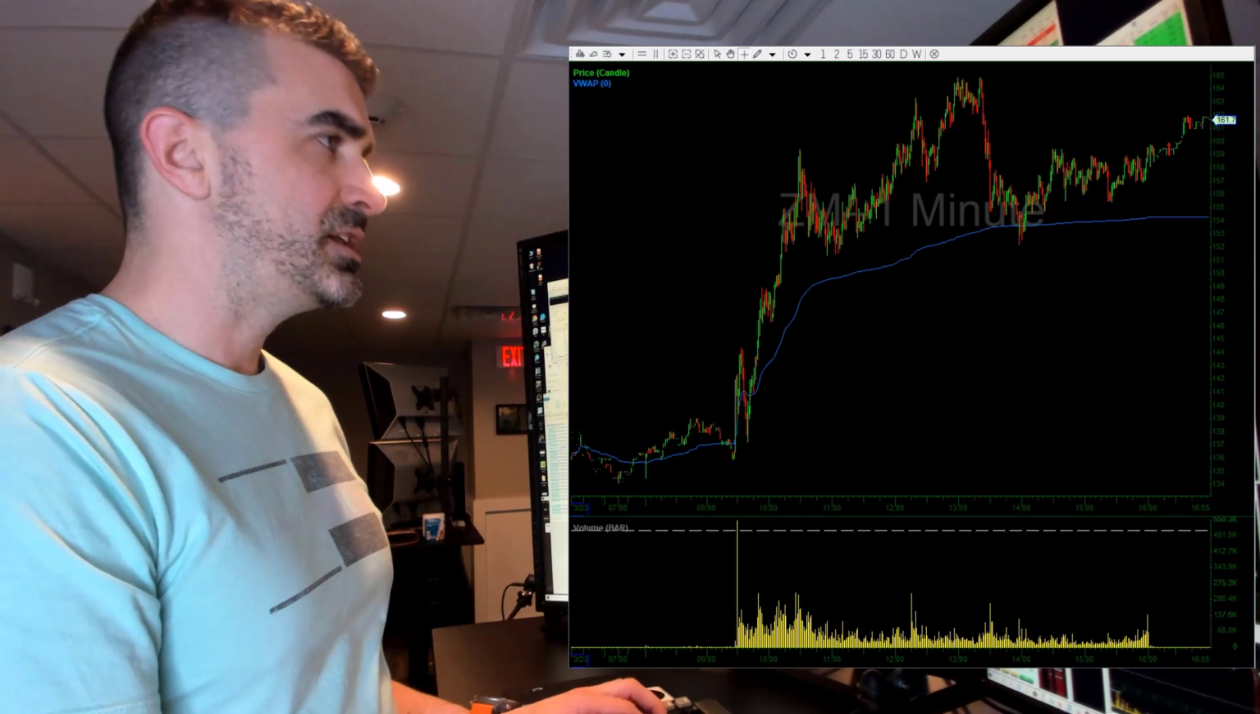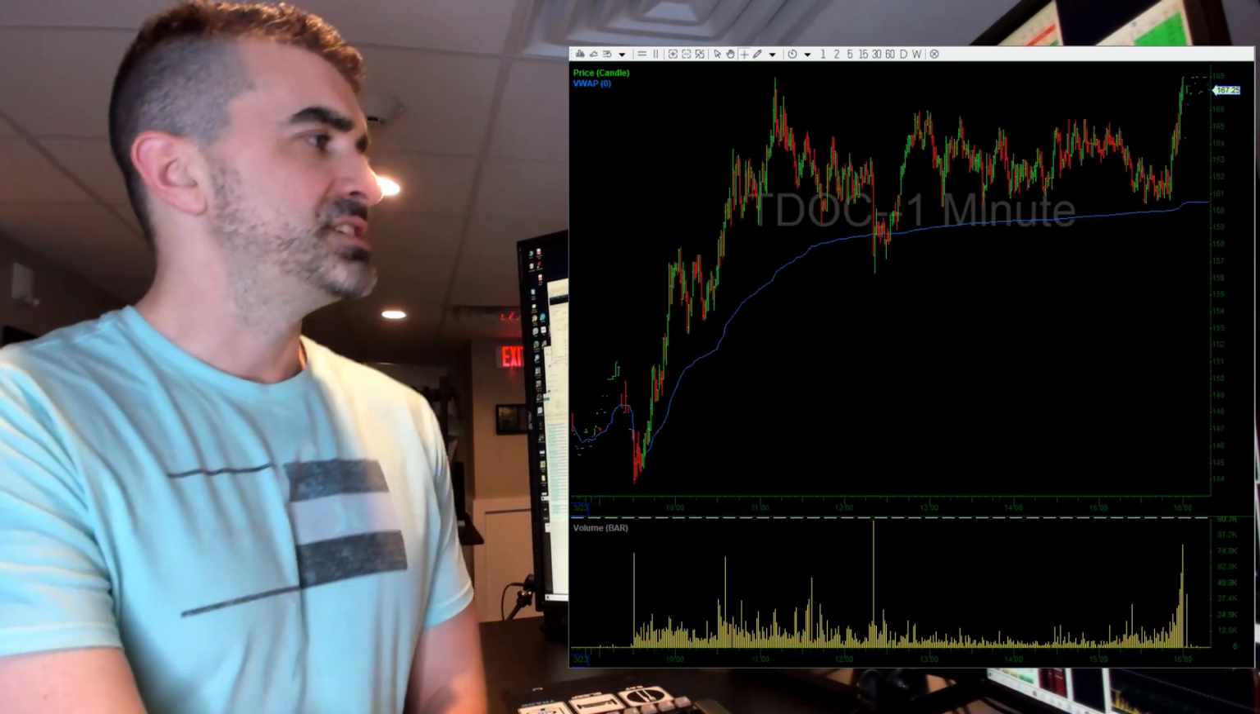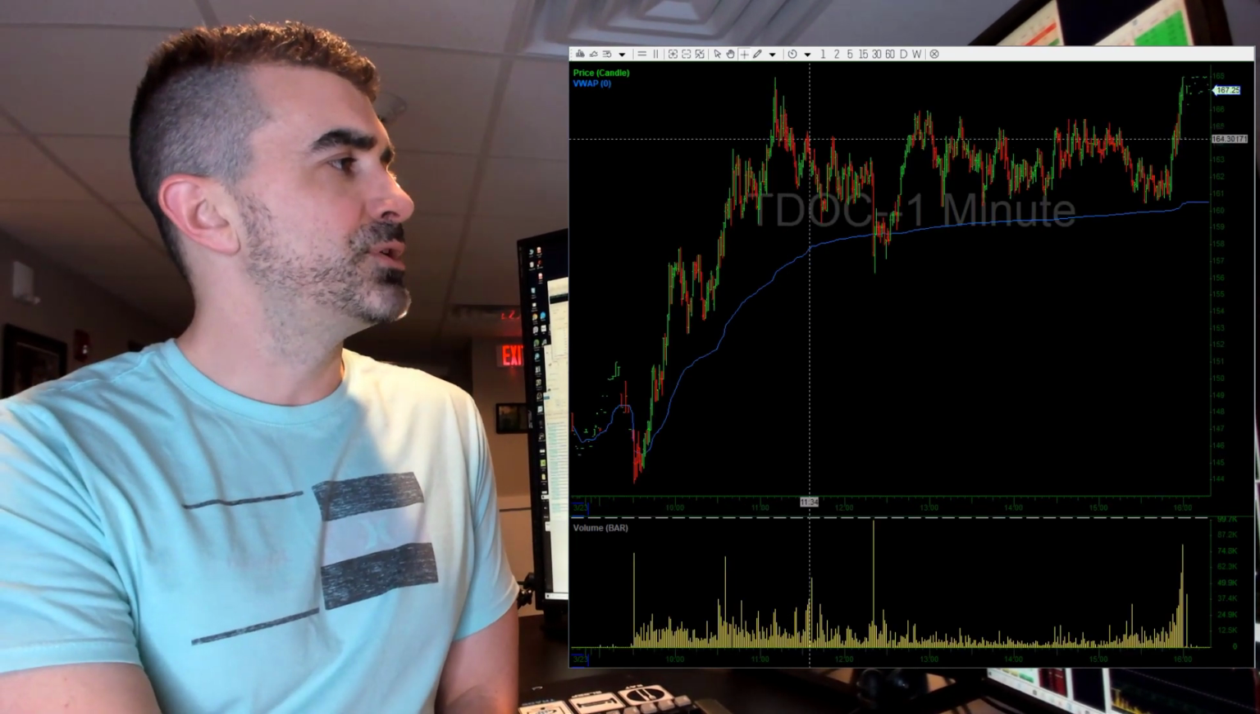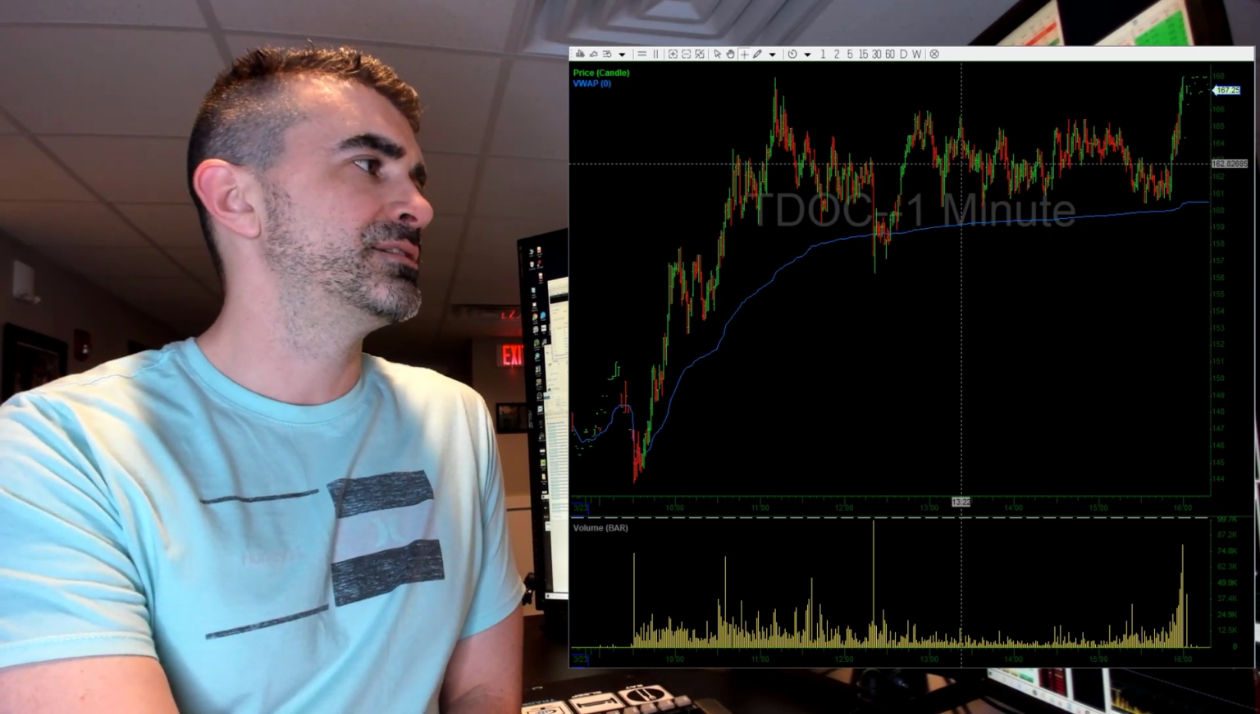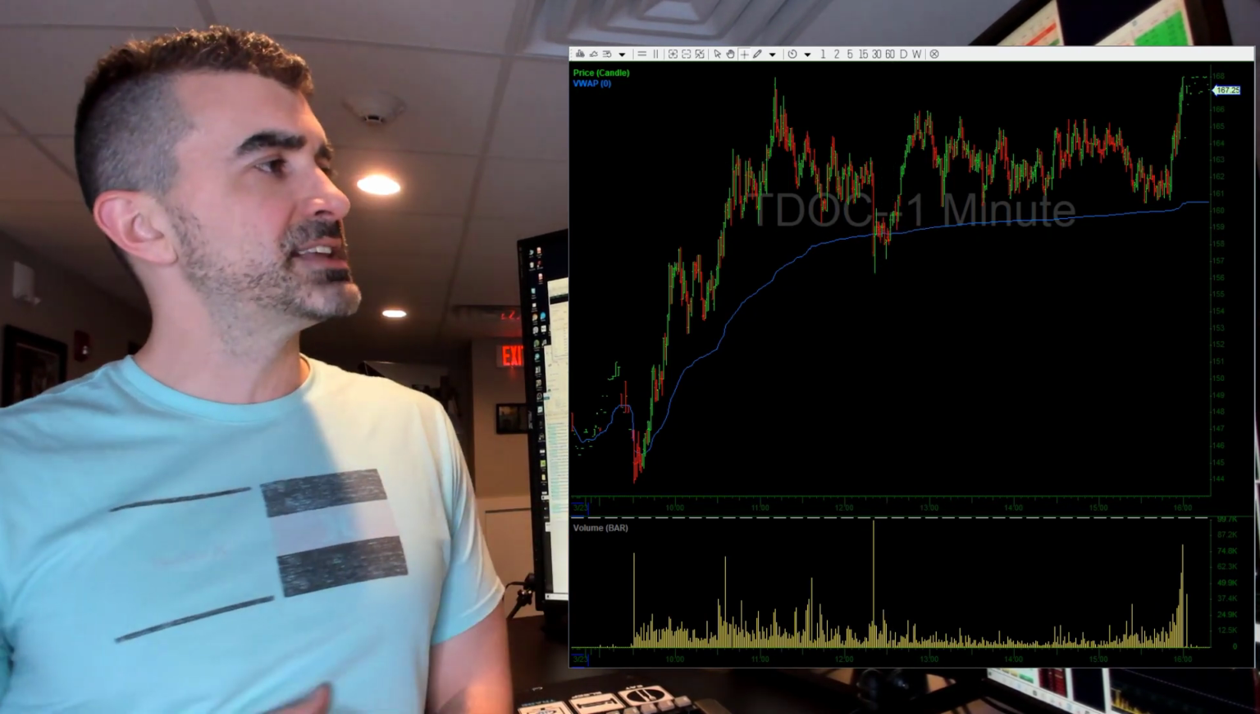And same thing with TDOC. You can see here, ramps up, pulls back, slams, comes right into the VWAP level, and then guess what? Right back up. And it's still on the front side.